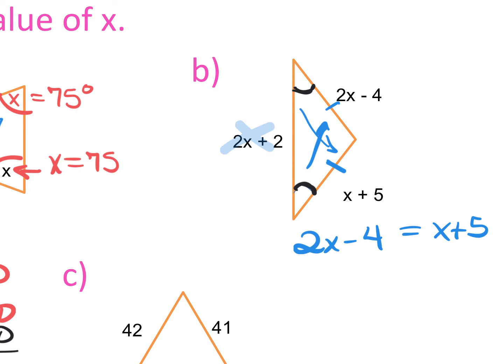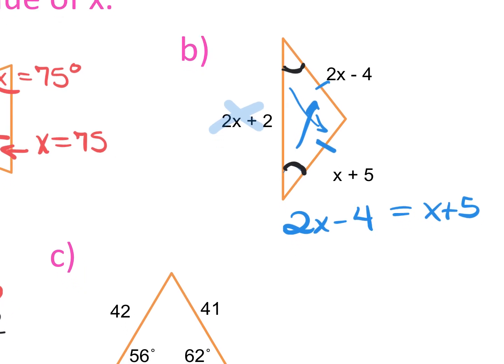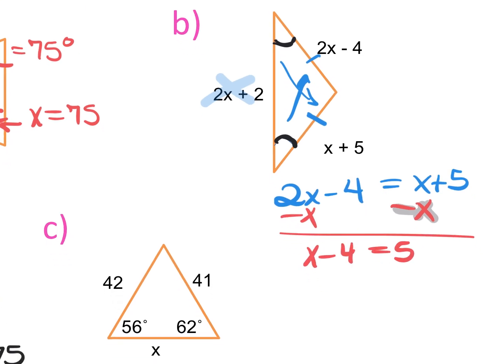If they ask you to find the perimeter of the triangle, then we would have had to go back and use it. But in order to find the value of x, I just needed to use the two congruent sides using my base angles converse. So I'm going to go ahead and subtract x from both sides. And I get x minus 4 equals 5. Add 4, and x equals 9.